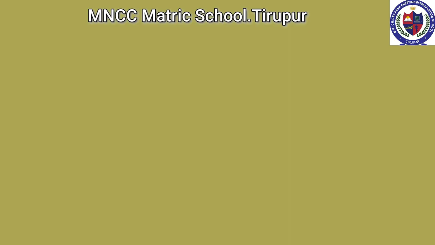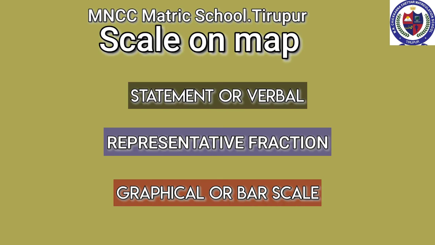Scales on the map can be represented in three different ways: statement or verbal scale, representative fraction or ratio scale, and graphical or bar scale. First, let us look into the statement or verbal scale. In this method, the map scale is stated in words, that is 1 centimeter equals 1 kilometer. It is written 1 centimeter to 1 kilometer, 1 inch to 1 mile, etc.